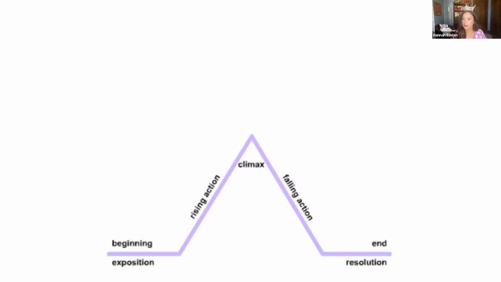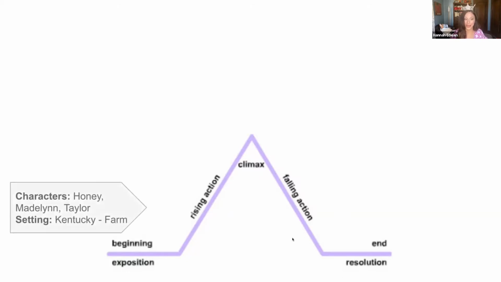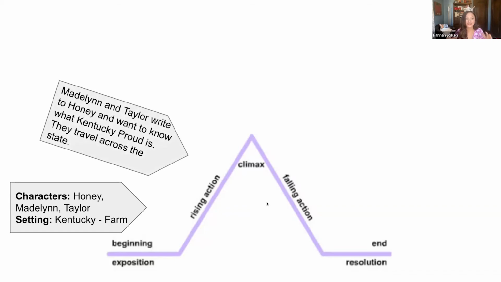We've got three more places. See if we remember. You all were doing good. Where else did they go? Zoe. The bee place. Good. The bee place, which is the apiary. Very good. Where else? The bluegrass region. Very good. Excellent. Wow. You all got it. So Maddie and Taylor are writing, they want to know, and then they travel all across the state to those 4 different places. All right, and what is our climax?